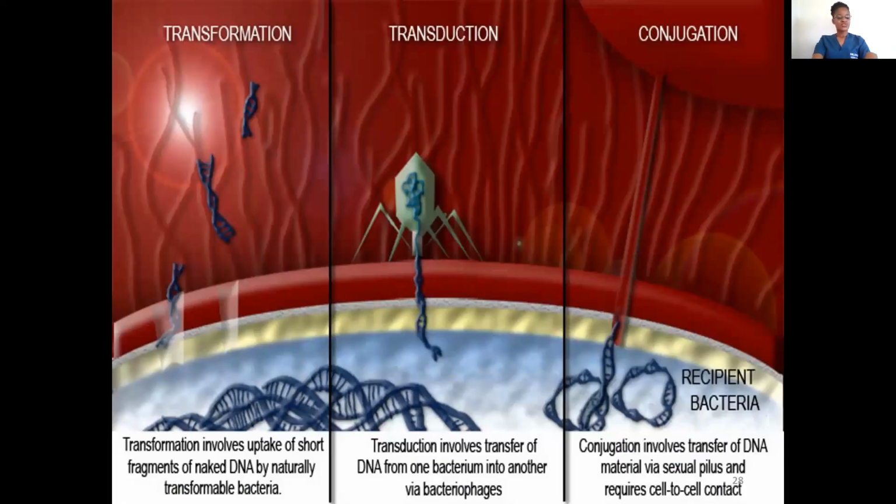This slide is just showing us the summary of the three processes that we've gone through. Transformation being just the uptake of naked DNA naturally by bacteria. Transduction being transfer of DNA using a bacterial phage, this one. And then conjugation being transfer of DNA through a sex pilus, this one.